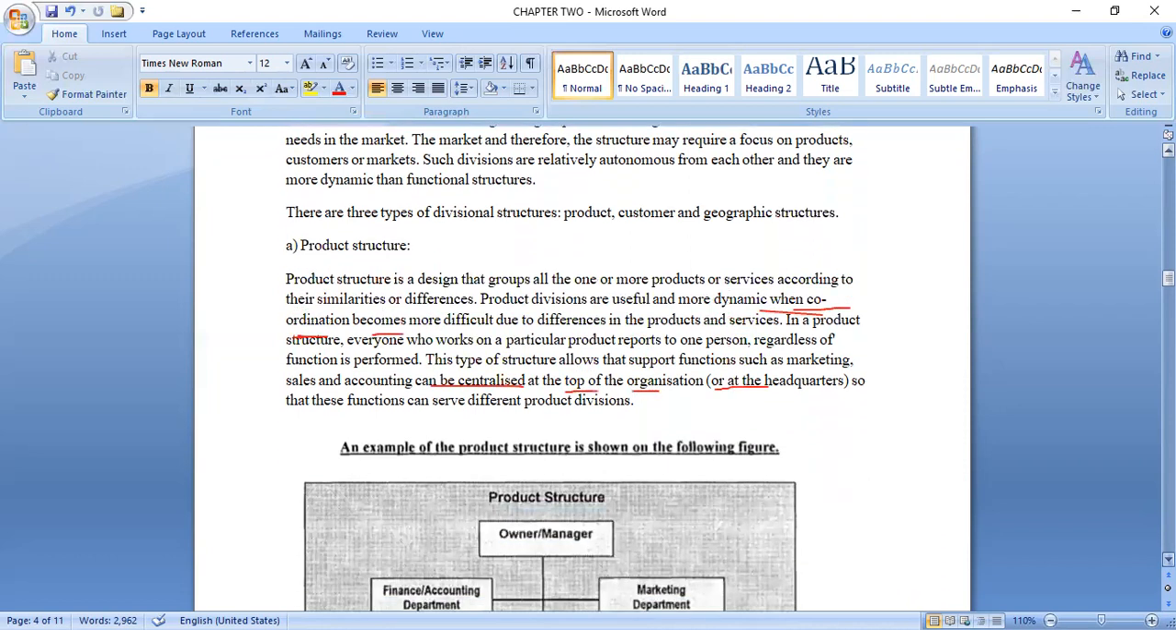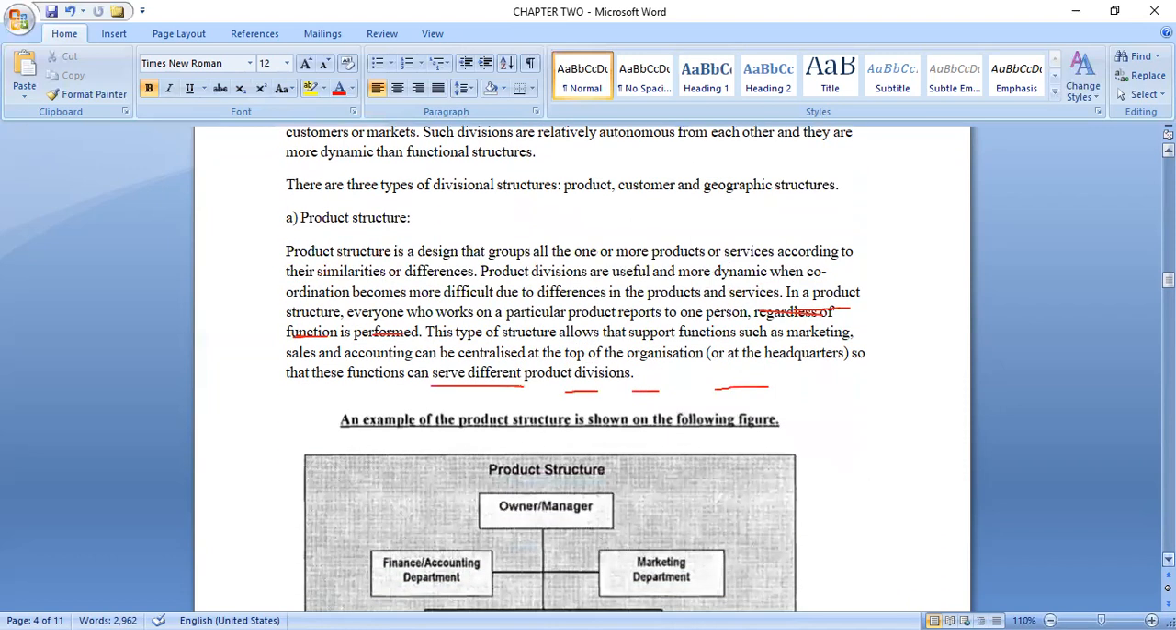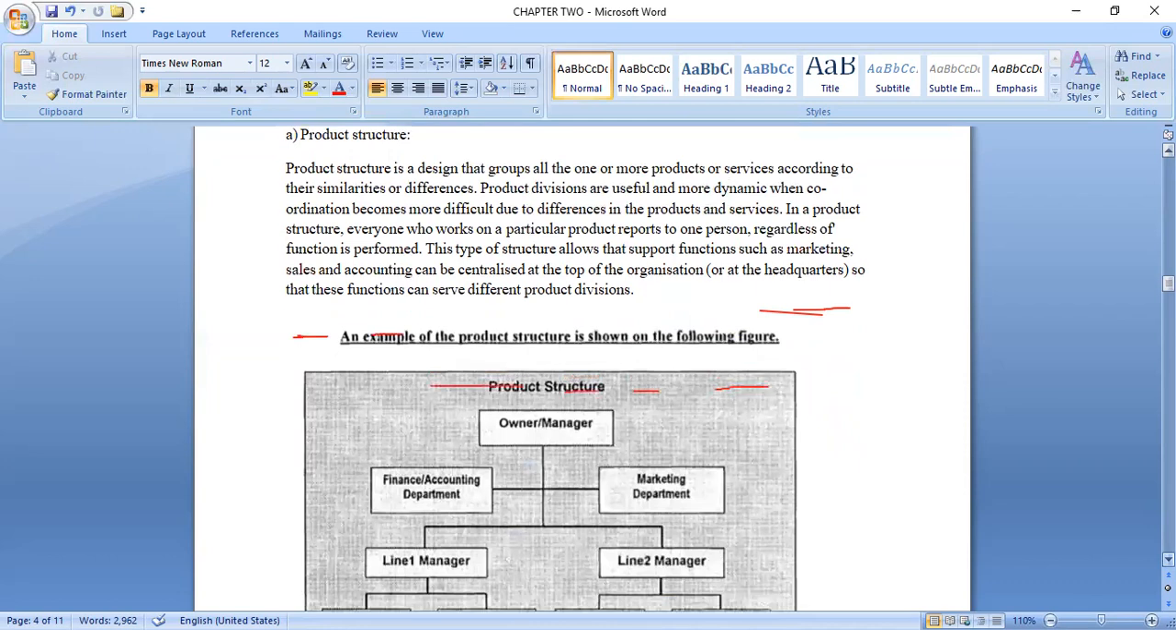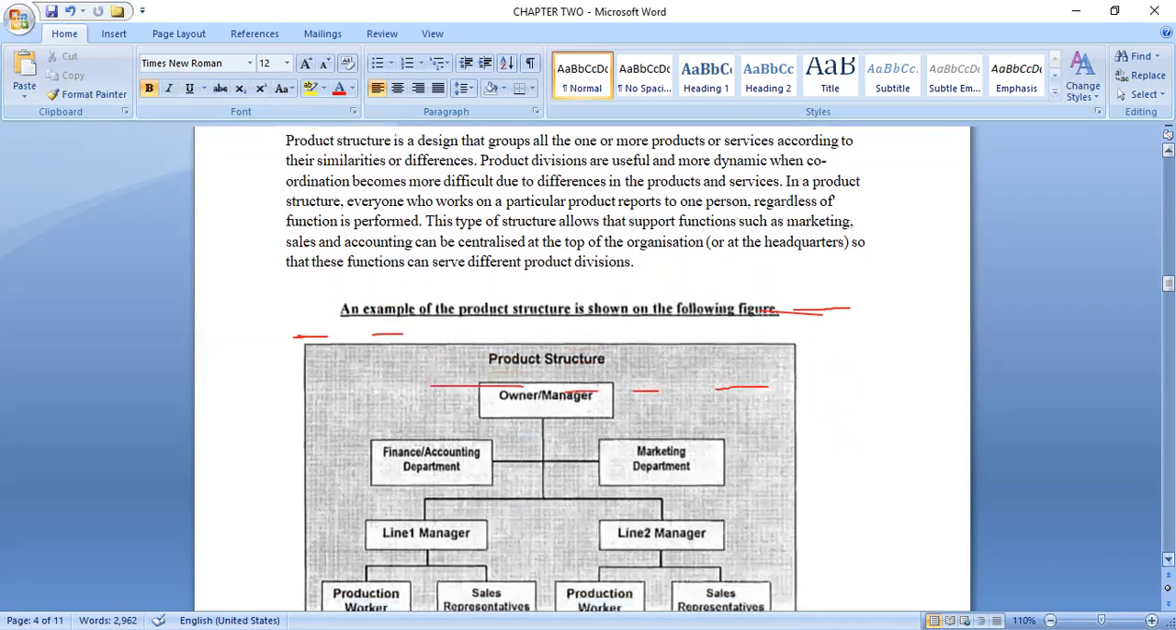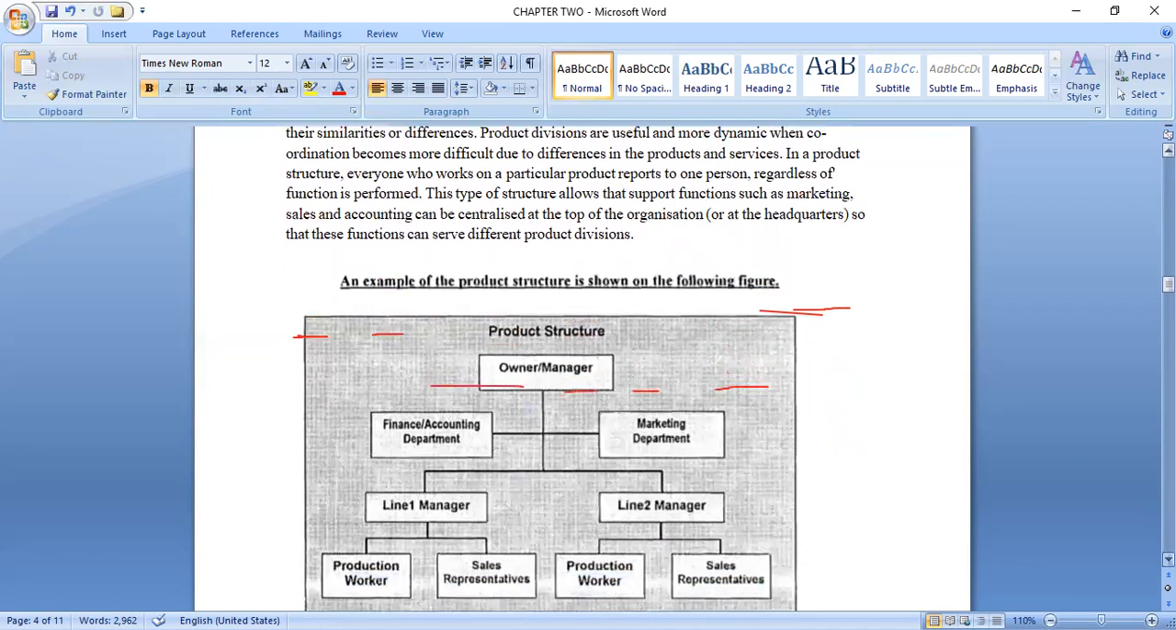And in that regard, it means that we are going to have different, for example, line managers that are managing the different products or services that are produced, right?